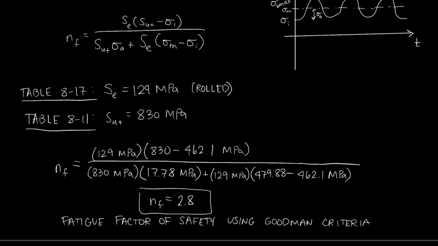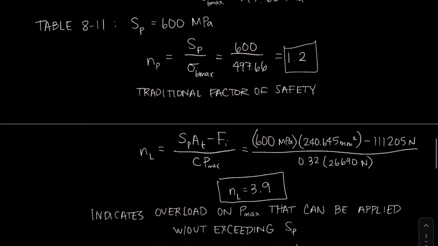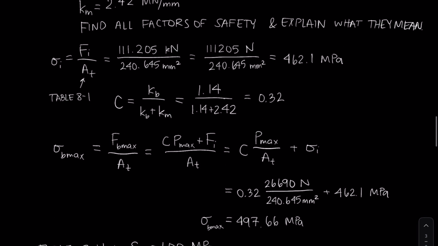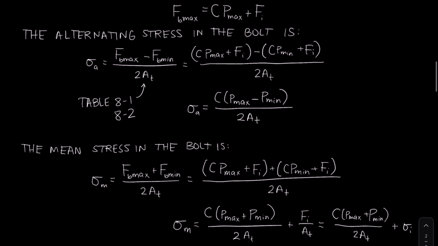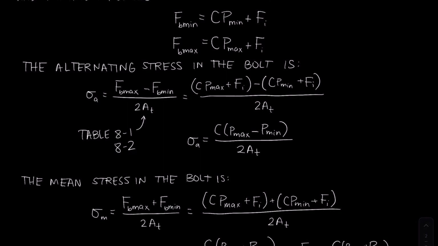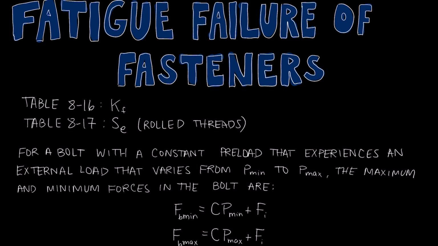All right, so with that, I hope that you found this video useful. We looked at all the factors of safety that you could calculate when analyzing a bolted joint, both fatigue and static factors of safety, and talked about what they mean. And then earlier in the video, we of course developed the fatigue factor of safety, looked at equations for alternating and mean stress in the bolt using terminology and variables for bolted joints specifically, and talked about a few exceptions to the rules when it comes to fatigue failure of fasteners as compared to the fatigue failures that we talked about in chapter 6.